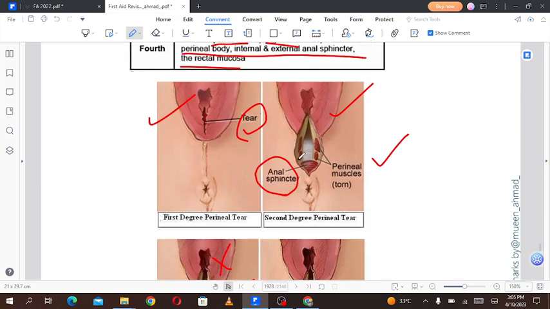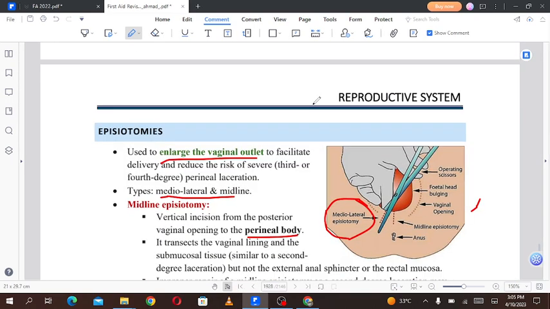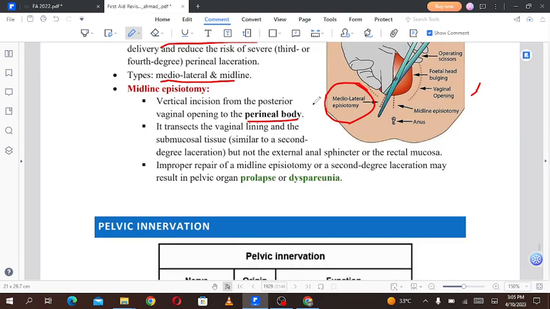This picture is a second degree laceration, in which there is laceration to the vaginal mucosa, and that also involves the perineal body. It is similar to the second degree laceration, but not the external anal sphincter or rectal mucosa. So it transects the vaginal lining and submucosal tissue as well, and looks similar to the second degree laceration. I guess the perineal body is also involved maybe, but it does not involve the external anal sphincter or the rectal mucosa.